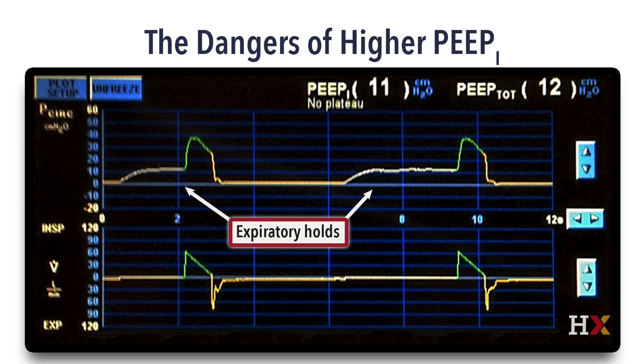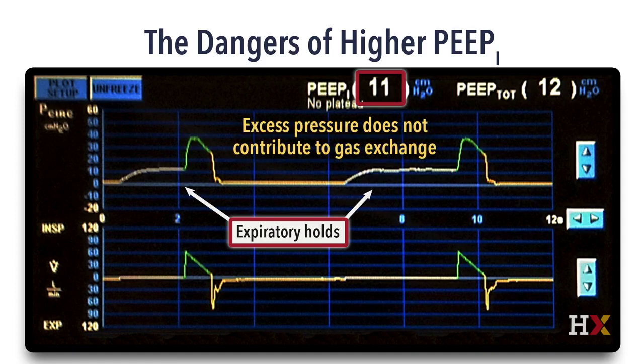As opposed to the last patient who had an auto PEEP of about 5, this person has an auto PEEP, or an intrinsic PEEP, of about 11. 5 is an area where we would need to take action, but 11 is very concerning because this is pressure that's being exerted into the system that is not helpful and is not participating in gas exchange.